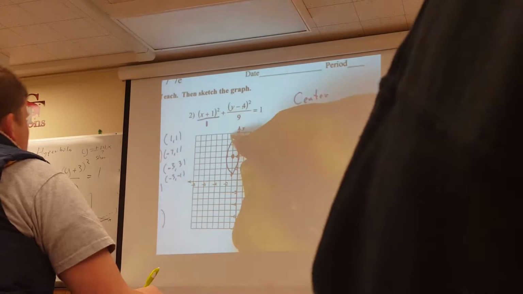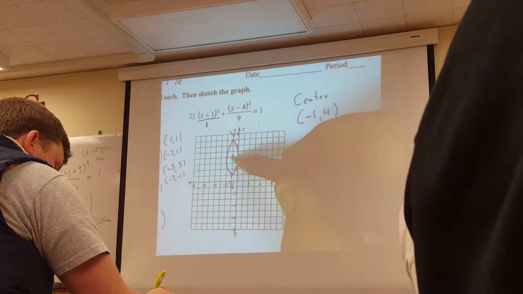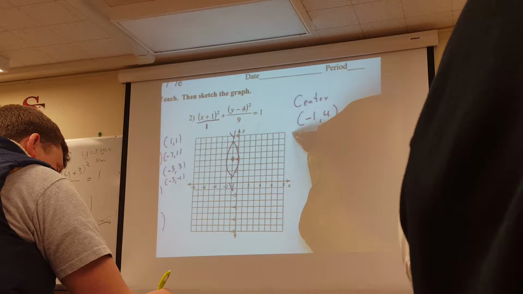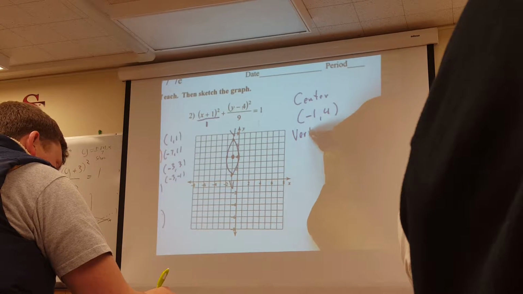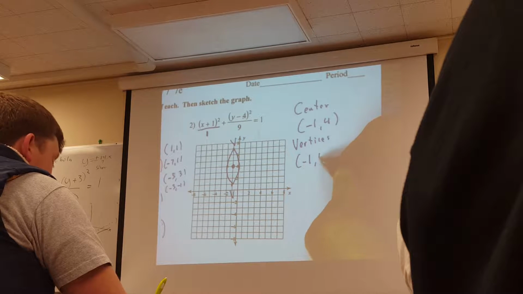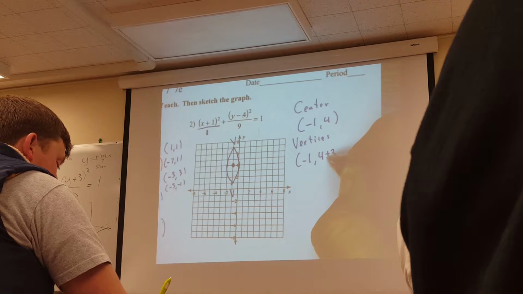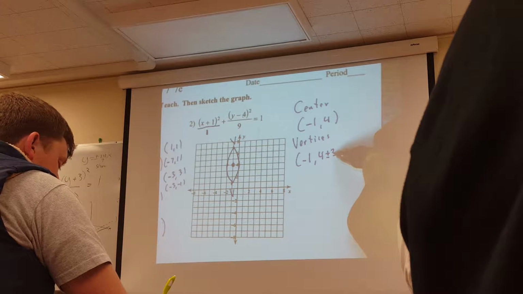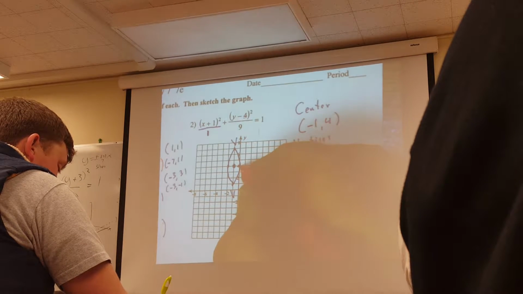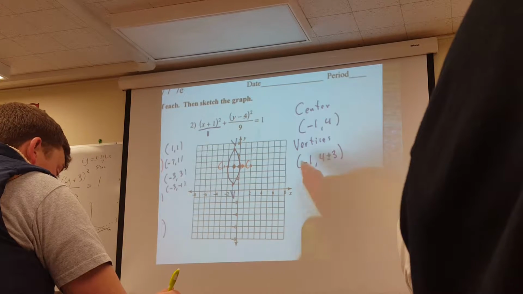Okay, now the long ways are the vertices, the ones up and top. And we are adding that to the 4, the y coordinate. So the vertices would be negative 1, comma 4, and then I went up 3 and down 3. So you go plus and minus 3.